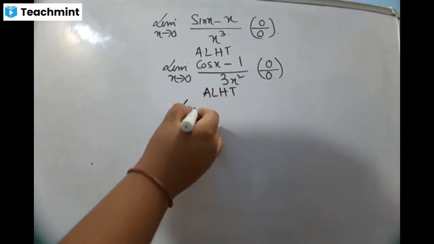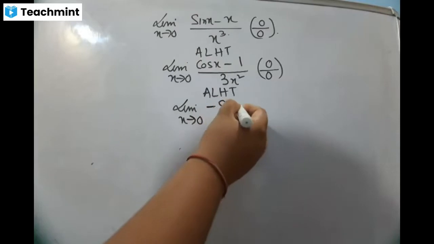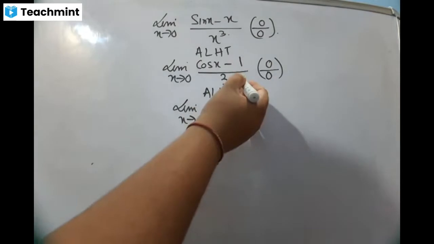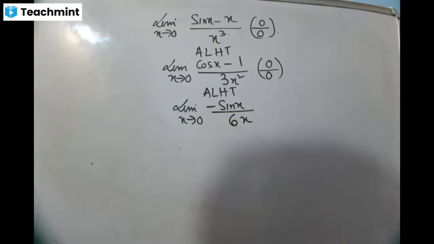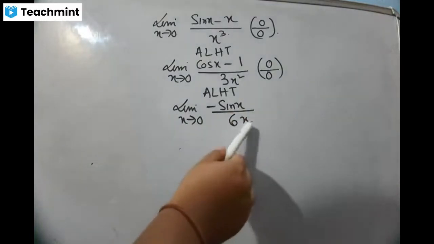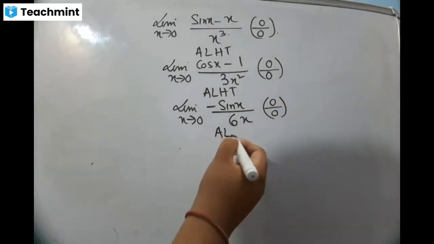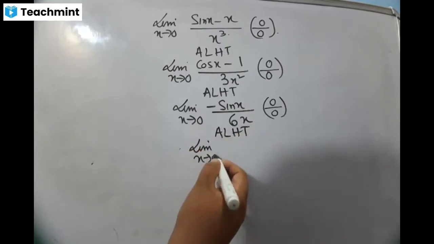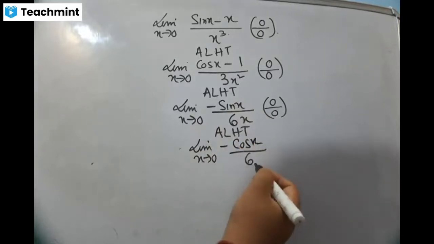So what do you get? Limit x tends to 0, the derivative of cos x is minus sin x, and the derivative of 1 is 0, so you don't need to write that, and the derivative of x square, 2 comes in front, so 3 2s are 6x. You're getting this. Now again put the value of x as 0, so 6 zeros are 0, so this is again 0 by 0 form. So applying L'Hospital's theorem, we get limit x tends to 0 minus, as it is, the derivative of sin x is cos x and the derivative of 6x is 6.